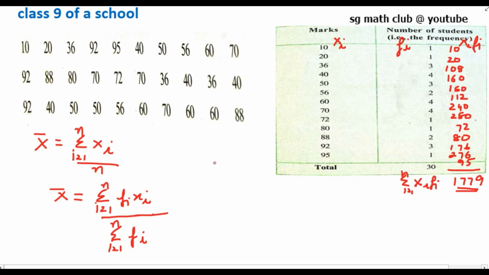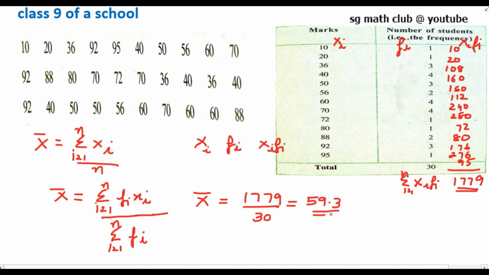So when it is in the form of a frequency distribution table, we actually need three columns. One is the observation, second one is the frequency, third one is you need to multiply xi into fi. Now we will substitute in this formula. X bar is equal to sigma fi xi, that is the total 1779, divided by 30. 30 is total of sigma fi, or total number of scores. Which is equal to 59.3.